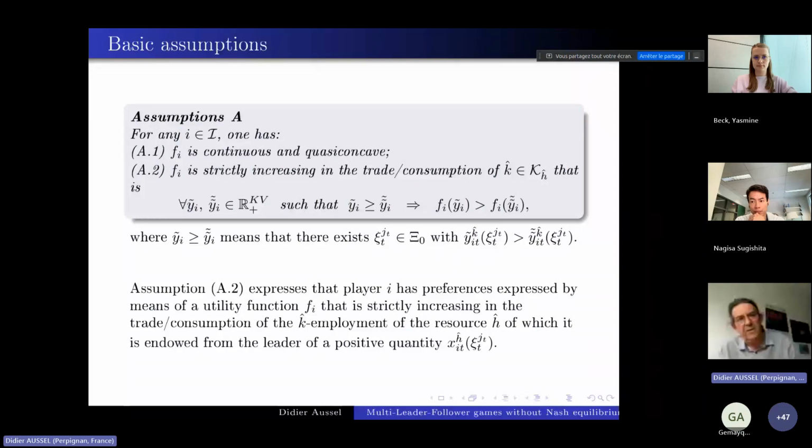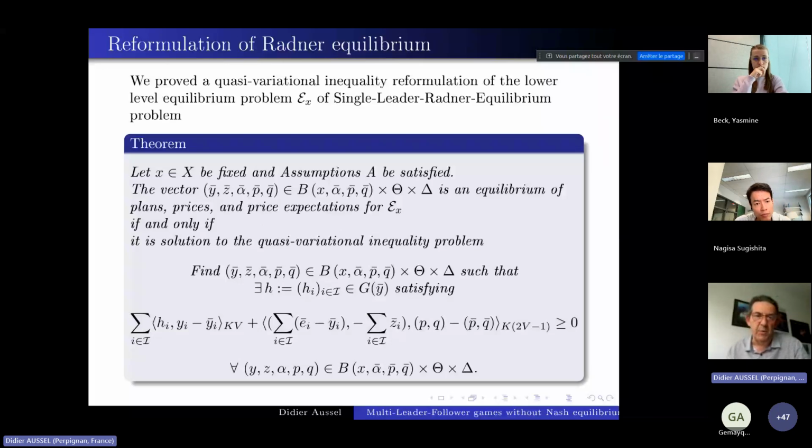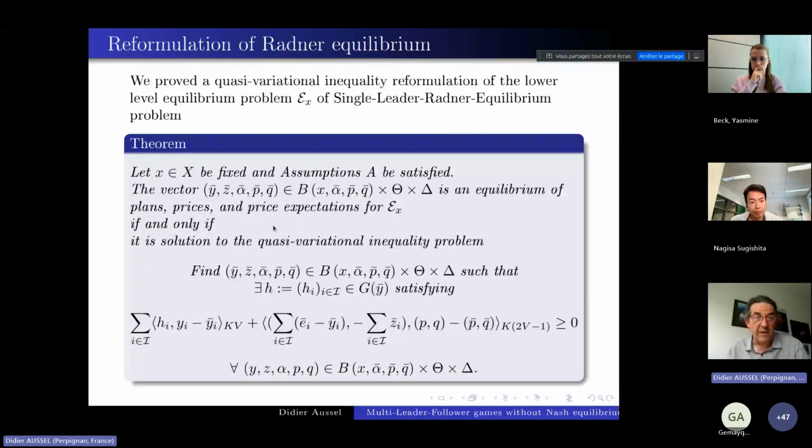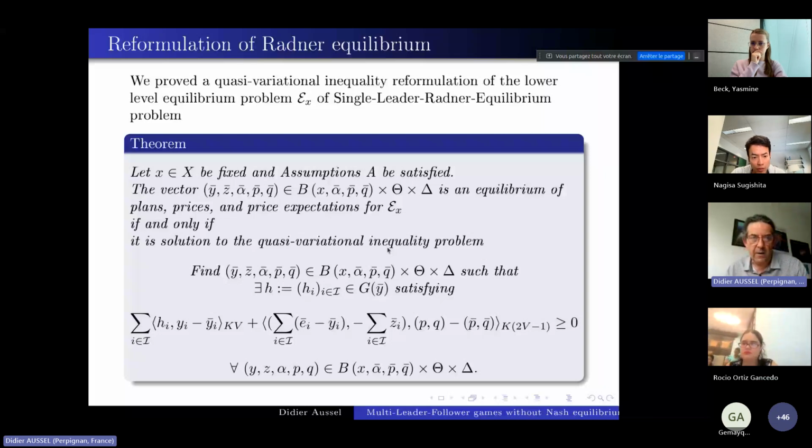The Fi are quasi-concave and continuous, and the Fi are strictly increasing in the trade and consumption variables, which means this also here. And yeah, that's kind of a classification. And how can we prove existence for that? Well, the first step is to reformulate a Radner equilibrium into what? Into a quasi-variational inequality. This is the main tool here that we use. We reformulate: if and only if we have a Radner equilibrium, we have a quasi-variational inequality. That's very good, because then there are several existence and stability results for quasi-variational inequalities.